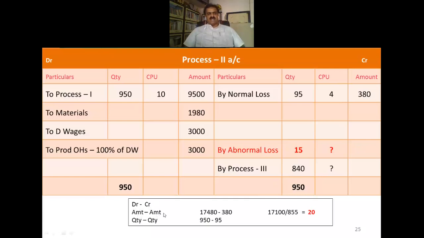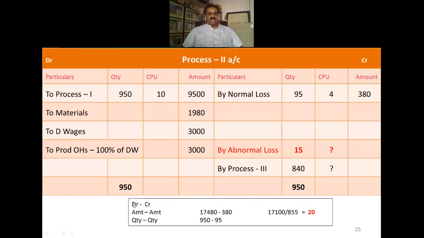This is a blind technique. What is this? Debit minus credit, amount minus amount, quantity minus quantity. That means debit side amount minus credit side amount, and debit side quantity minus credit side quantity. This is a simple technique which will be followed in order to find out the per unit.